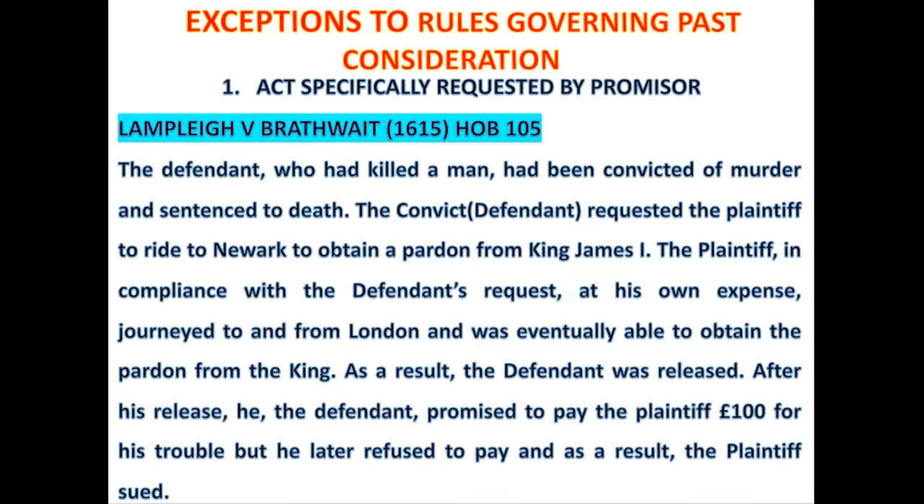The defendant, who had killed a man, had been convicted of murder and sentenced to death. The convict, that is the defendant, requested the plaintiff to write to Newark to obtain a pardon from King James I. The plaintiff, in compliance with the defendant's request, at his own expense, journeyed to and from London and was eventually able to obtain the pardon from the king. As a result, the defendant was released from prison because his friend had managed to obtain the pardon from the king. Remember, the defendant in this case had killed a man and had been convicted of murder.